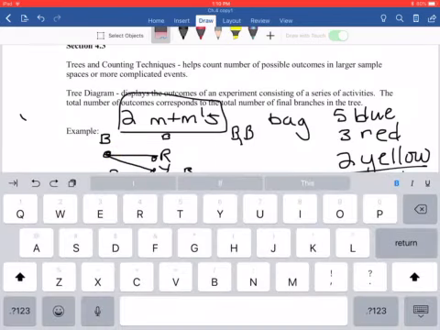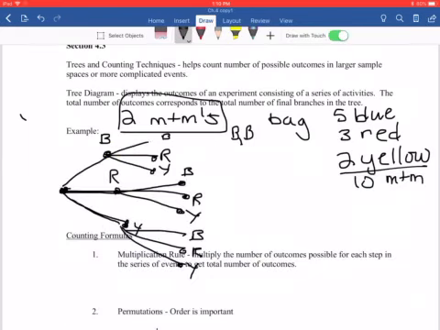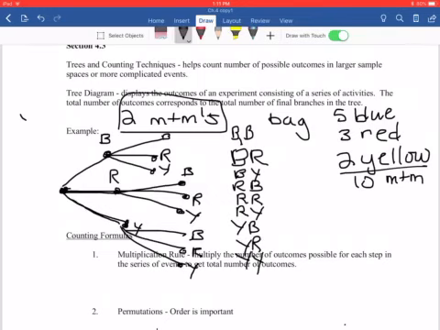Or, oops, it took my line off. Sorry about that. Or I could have a blue on the first, a red on the second. Right? So that would be blue on the first, red on the second. Or I could have blue on the first, yellow on the second. And I keep going. So red on the first, blue on the second, red on the first, red on the second, red on the first, yellow on the second, yellow on the first, blue on the second, yellow on the first, red on the second, yellow on the first, yellow on the second.